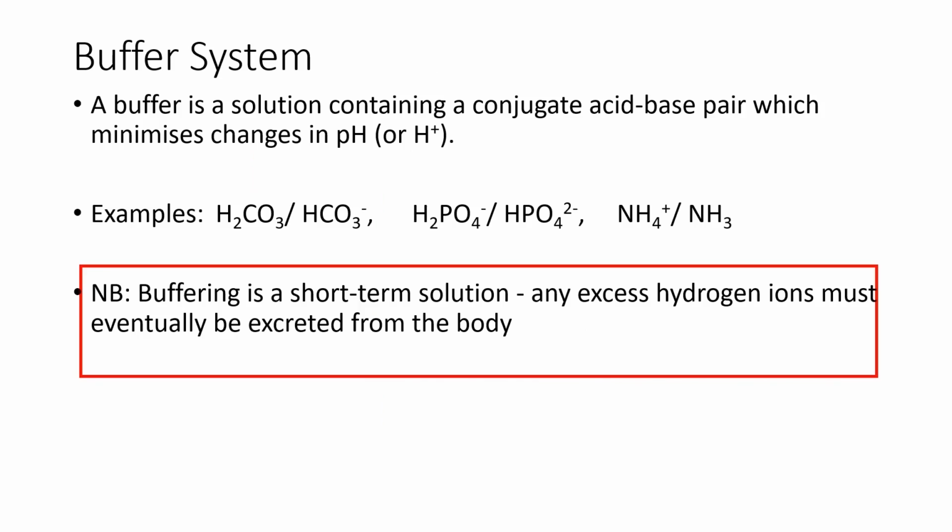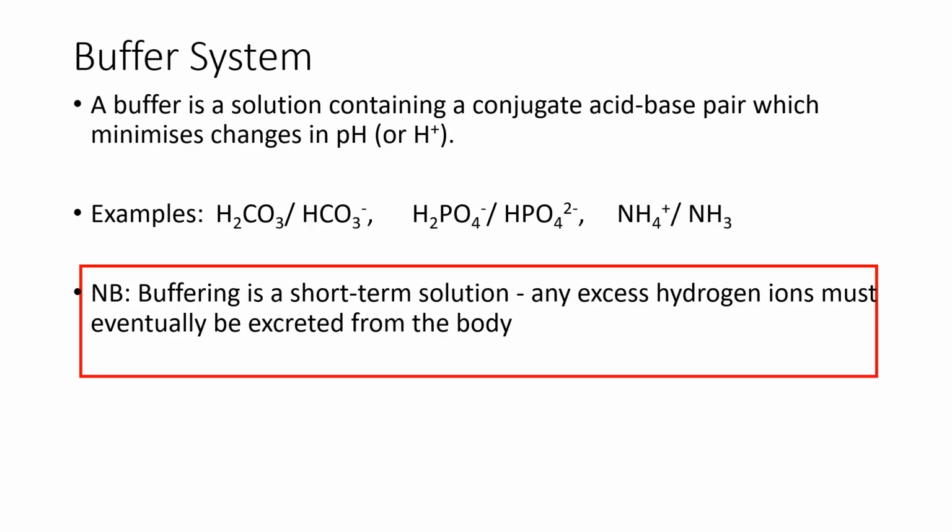Talking about the buffer system, a buffer is a solution that contains a conjugate acid-base pair, which minimizes changes in pH. That's the basic definition. But generally, if you remember when we talked about the weak acid, that they dissociate partially to produce a hydrogen ion and a conjugate base. And the presence of both the weak acid and the conjugate base in the solution make up what we call a buffer system. And their function essentially is to minimize the changes in pH.